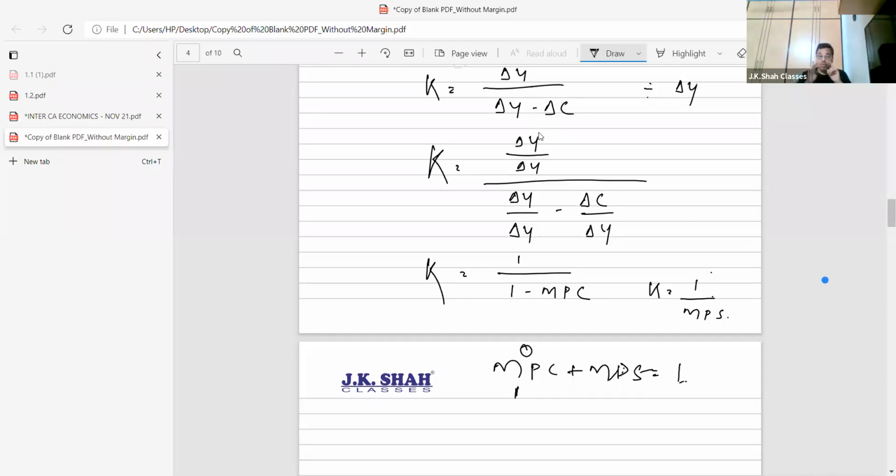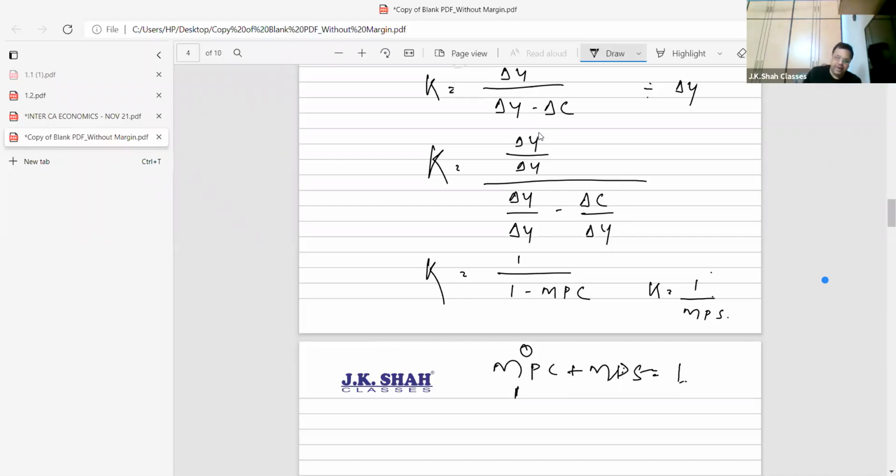Think properly. See, that thinking should be clear. I said the value of K. Remember I said sometimes it is 2, sometimes it is 5, sometimes it is 10. That K depends upon what? It depends upon MPC. Now, MPC value can be maximum 1. That means full money you're spending on consumption. Or MPC value will be 0. That means full money you're saving.